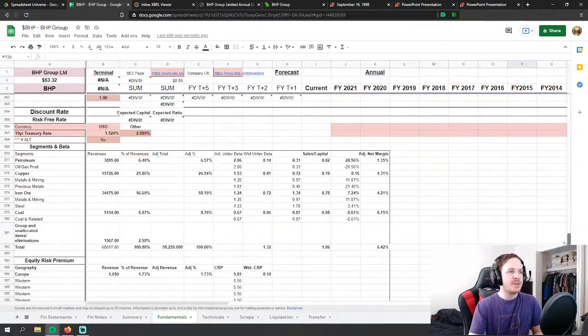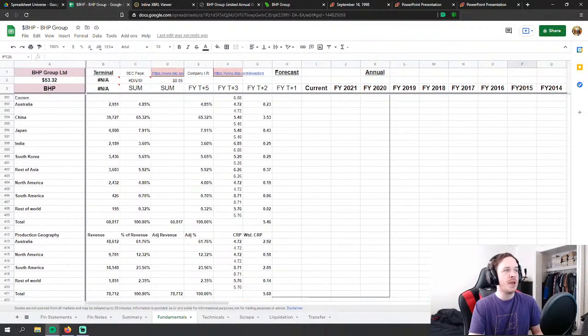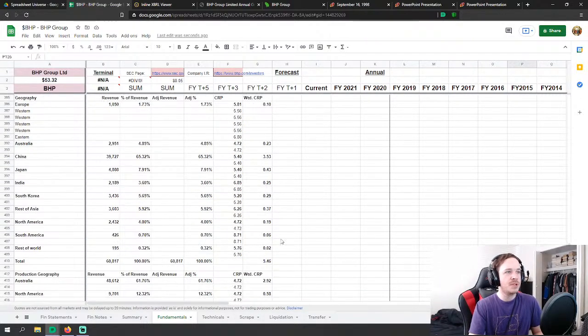I already did the segmentation information. They get 56% of the revenues from iron ore, 25% from their copper segment, which includes precious metals like silver, molybdenum, and gold. Petroleum, 6% of the revenues, and coal, 8% of the revenues, with some eliminations. As I was saying before, a pretty interesting distribution of revenues geographically. 65% of the revenues come from China, 8% from Japan, 5% from Australia themselves, 3% from India, 5% from South Korea, only about 2% from Europe, 6% from the rest of Asia, 4% from North America, negligible for South America and the rest of the world.